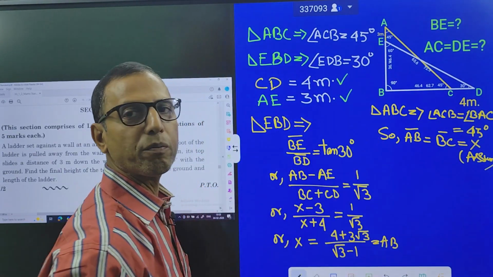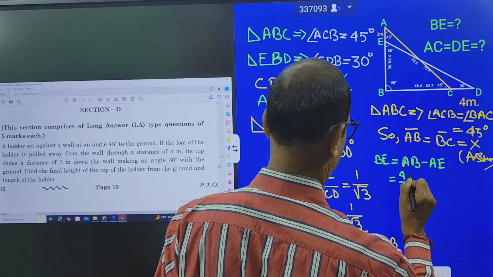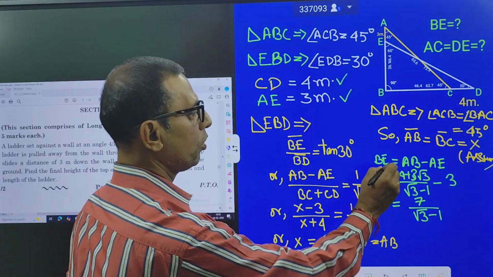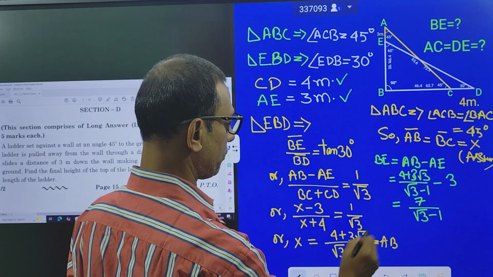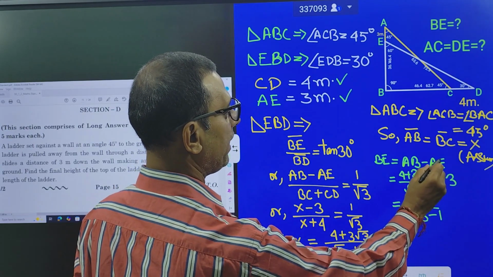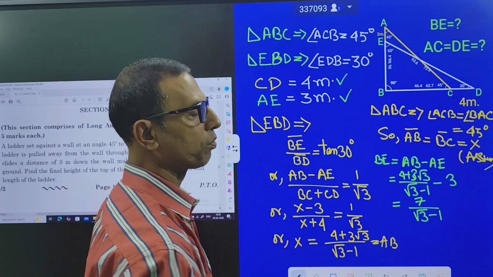So what is the value of EB? EB equals AB minus AE. AB is 4 plus 3 root 3 by root 3 minus 1, and AE equals 3. So if you simplify this, it will come 7 by root 3 minus 1.